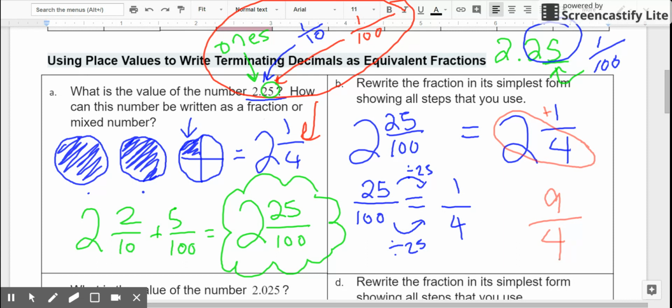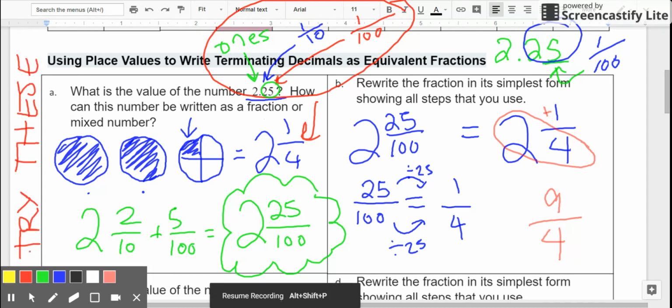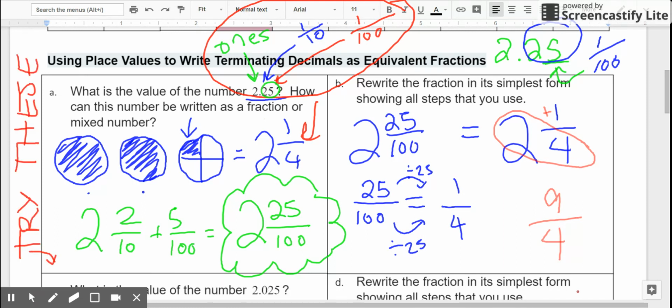Using the information you just learned, take a look at parts C and D on your own. Pause the video right now to try C and D, and when you're ready, hit resume to check your answer.